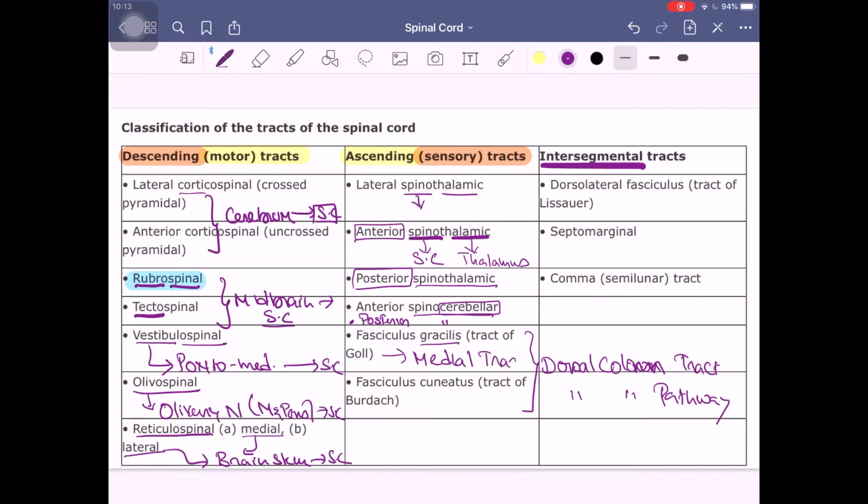The medial tract is called a fasciculus. The word fasciculus, I remember I told you, tract, fasciculus, bundle, lemniscus, means the same. So fasciculus gracilis, which is also called the tract of Goll, and then there is another tract lateral to it called the fasciculus cuneatus, also called the tract of Burdach. So both are called the dorsal column.